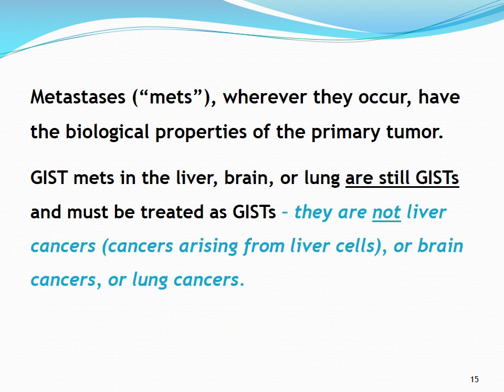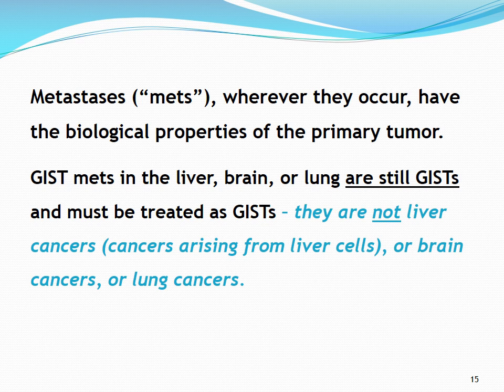Now another important point that is often misunderstood and that I really want people to take home as an important message. When a GIST tumor arises, for example, in the stomach, and then later metastasizes or spreads, that means cells from the original tumor have seeded themselves in other organs, such as the liver, for example, and have begun to grow as metastases in those other organs. But a GIST cell that has moved to the liver and begun to grow in the liver is still a GIST. It's still a GIST because the cells came from the original GIST. It has to be treated as a GIST.